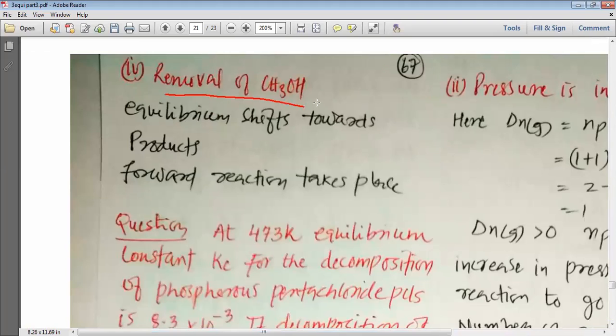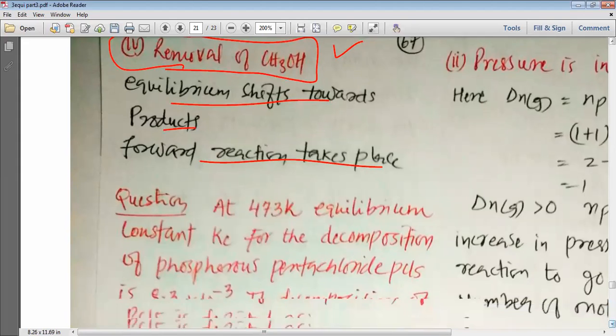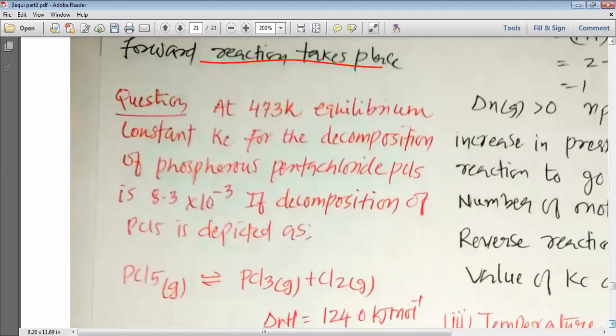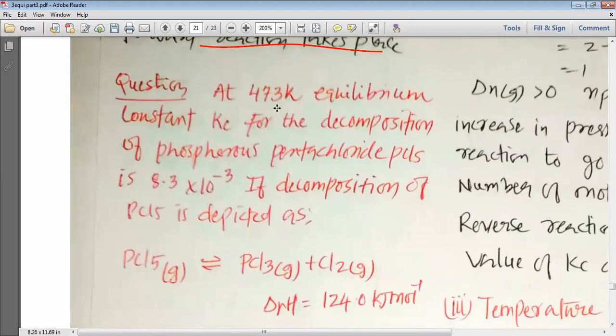Then we have the next one, which is the removal of methanol. So when methanol is being removed, which is a product, the product concentration is decreased, the forward reaction takes place, and we get more methanol produced. So equilibrium will shift towards the products and the forward reaction takes place. The previous question was completely based on the idea of the effect of changing concentration at equilibrium. Now let's look at the next question.